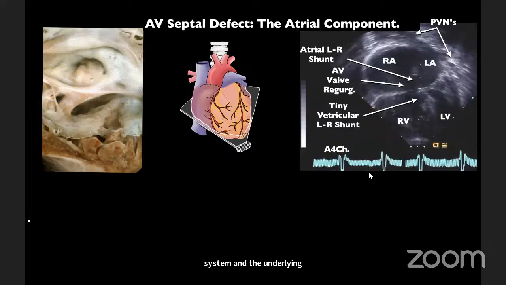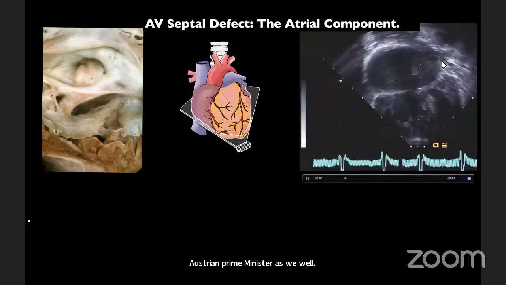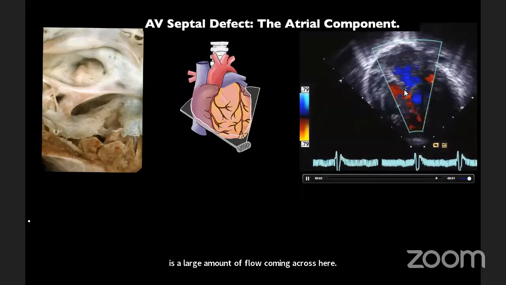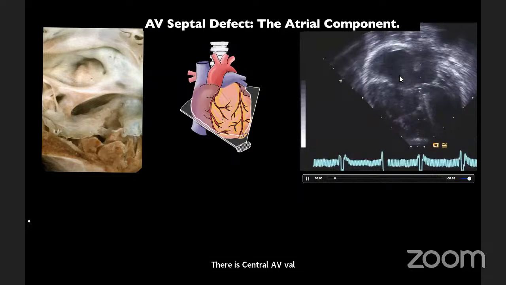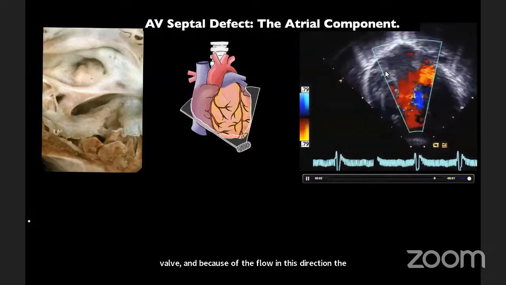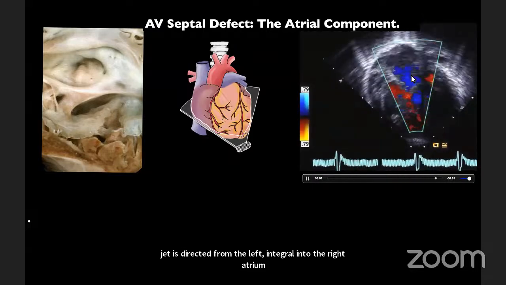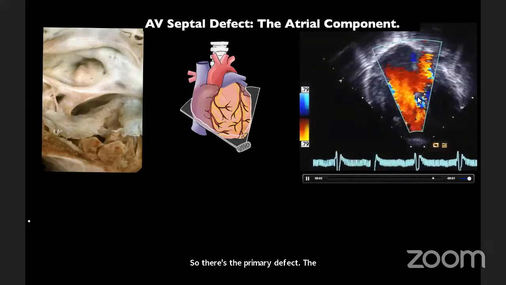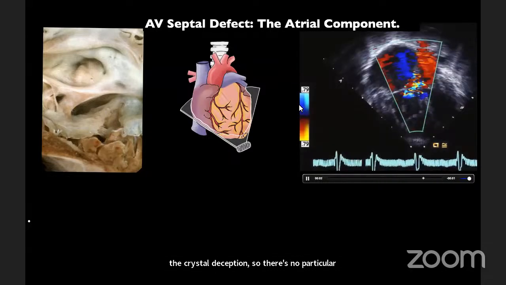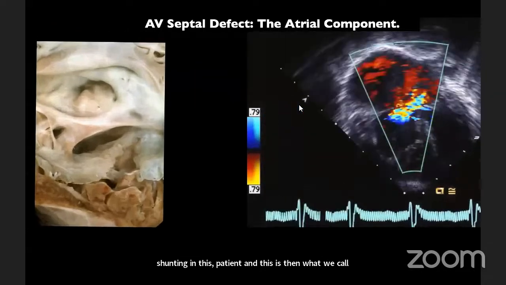So here is an ostium primum ASD, as we well know. And I've shown you this with the fact that there is a large amount of flow coming across here. There is central AV valve regurgitation coming all across this valve. And because of the flow in this direction, the jet is directed from the left ventricle into the right atrium. So there's the primary defect. The valve is attached to the crest of the septum, so there's no ventricular shunting in this patient. And this is then what we call the ostium primum, or the incomplete AV septal defect.